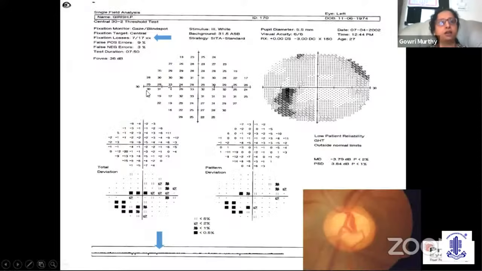So let's look at this field. Here the fixation losses are marked as 7/17, and the field has been marked as low patient reliability. But if you look at the gaze tracking, see here, this is the infrared tracking which tracks the eye throughout the test. You can see that the upward deflections which indicate eye movement are practically very, very small. So the patient has actually maintained his or her fixation, but then you are seeing that there is a fixation loss over here. The disc is also quite okay and doesn't correlate. Though there is an inferior defect here, this defect does not correlate with anything that we see on the disc.